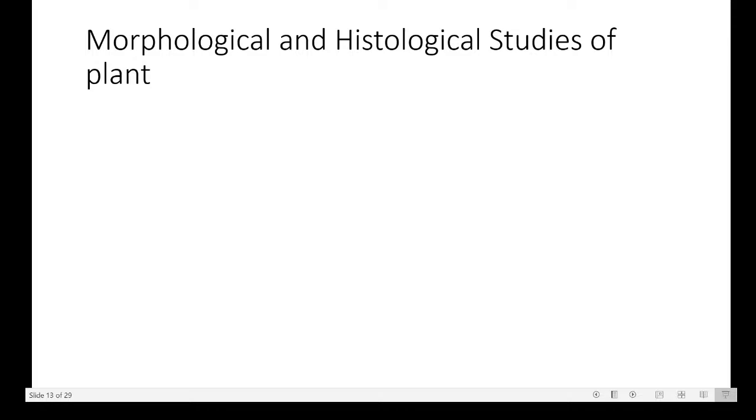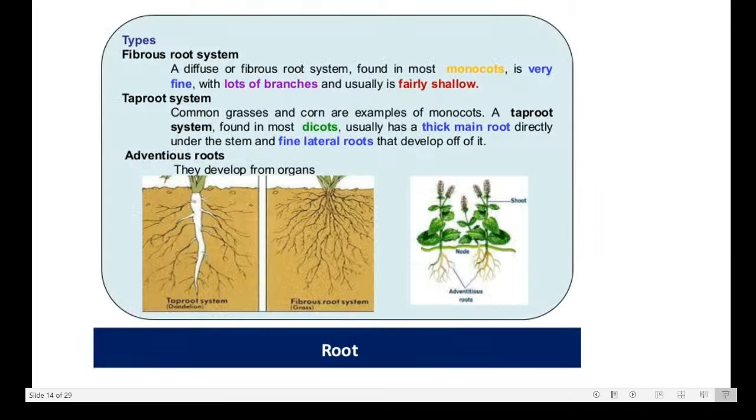Now we are going to discuss how to identify an unknown plant. For understanding, I am calling it the unknown plant. Based on the morphology we can analyze, and the histological study we can analyze. First, based on the root type we can understand. Once you pick one plant, look at the root; we have to find whether it is a taproot or a fibrous root.